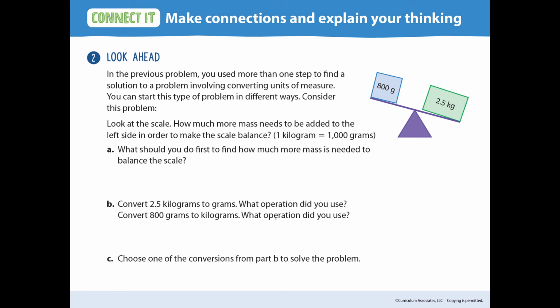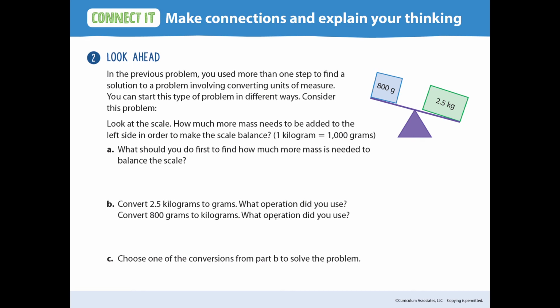Okay, let's look back at letter A. What should you do first to find how much more mass is needed to balance the scale? The first thing that you'll need to do is convert grams to kilograms or kilograms to grams so you have the same units. It doesn't matter which one you convert as long as you have them both in the same units. Letter B. If you convert 2.5 kilograms to grams, what operation did you use?